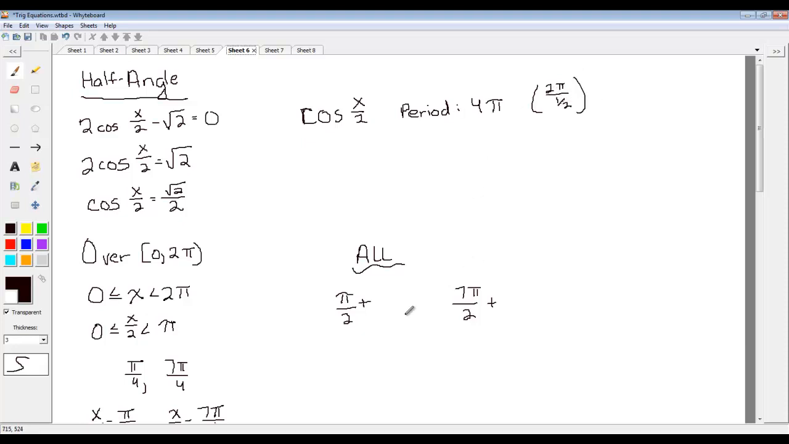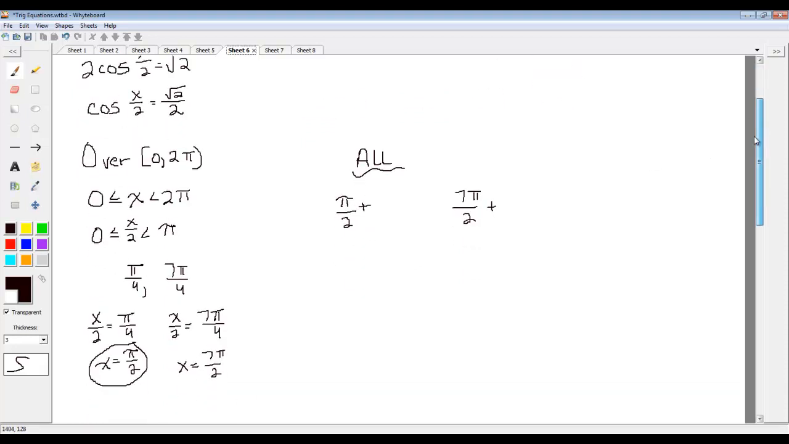Alright, so if the period's 4 pi, then if you have a solution at pi over 2, you can add 4 pi. Or if you have a solution at 7 pi over 2, you can add 4 pi. And take it from there. Okay, so that's one of your half angle type situations. Okay, and n again is any integer, as usual.